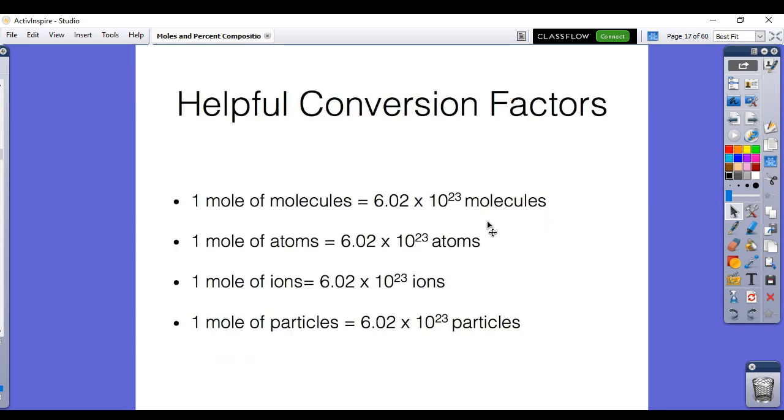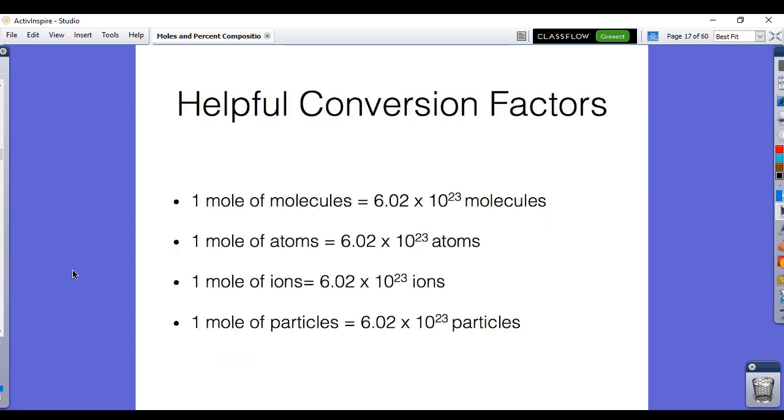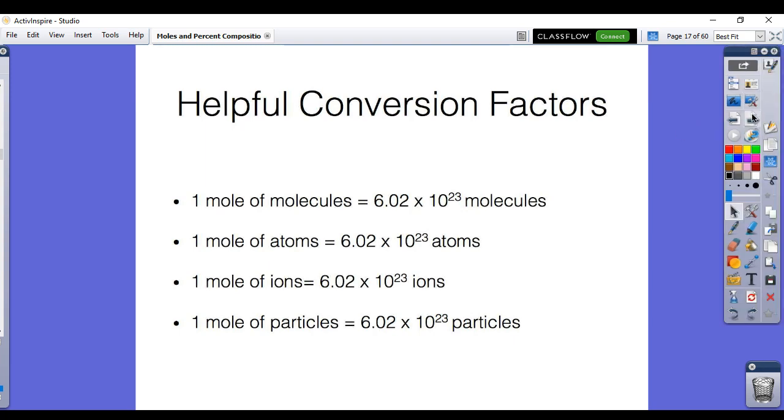So you should have copied this information down. 1 mole is equal to this many molecules, 6.02 times 10 to the 23rd. 1 mole of atoms equals 6.02 times 10 to the 23rd, and so forth. So all of these conversion factors we're getting ready to use, we're going to do one-step conversions.